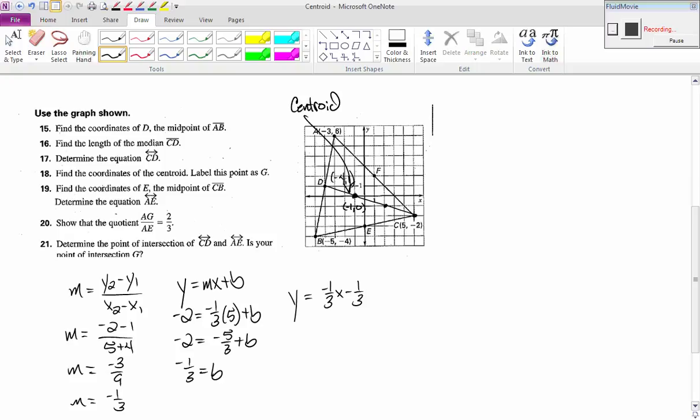So we've answered question 17, the equation of the line, and we've answered question 18, finding the centroid and labeling it point G. And that's how you answer questions 17 and 18 from the geometry homework on worksheet C for 5.3.